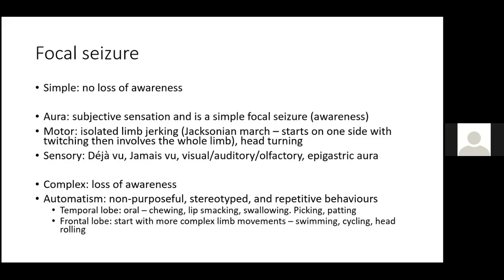They can present with automatism, which is a non-purposeful, stereotyped, repetitive movement. These can happen in things like temporal lobe seizures, where they get chewing, lip smacking, swallowing, and then frontal lobe seizures can be more complex limb movements.